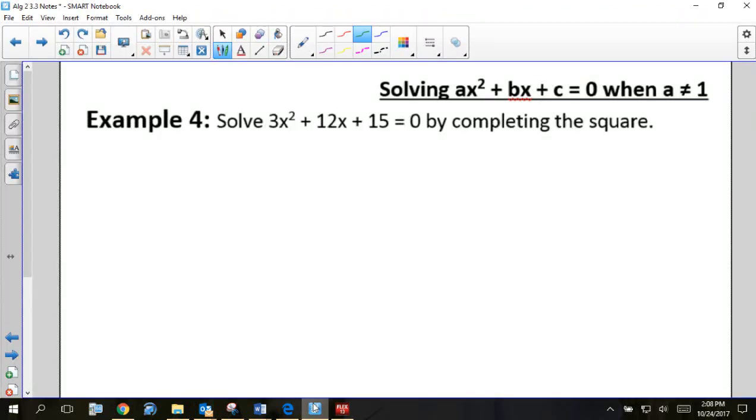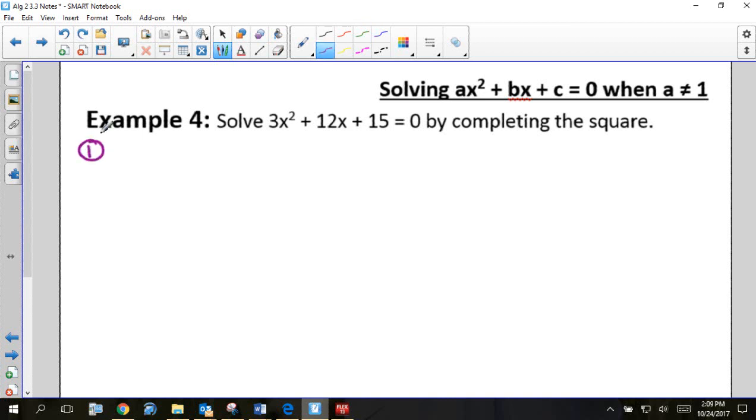So example 4 now says solving ax squared plus bx plus c equals 0 when a does not equal 1. So what's different about these is we're going to start with a number in front. So I'm going to write steps, and it's going to take up way too much space that you don't have there. Just heads up, write small. I apologize. If you want extra paper, just do it on paper. That's fine too. But I didn't leave enough space, so sorry. But I'm going to write steps for the first one.